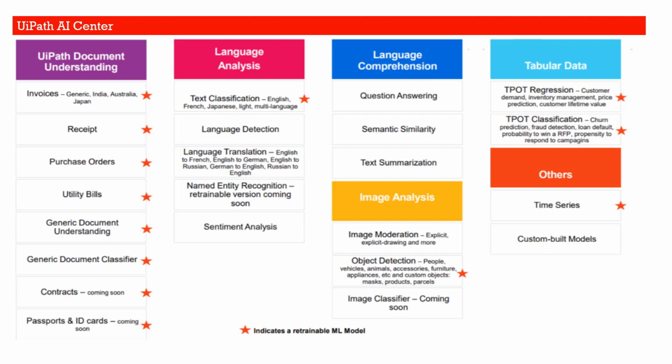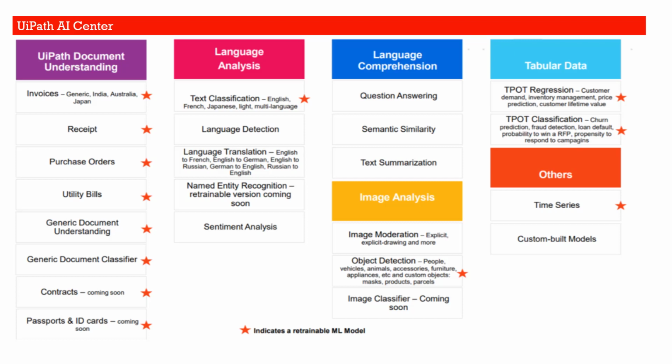So you can see language detection, sentiment analysis, language translation, named entity recognition, question answering, semantic similarity, text summarization. These are out-of-the-box models given by UiPath using open source models. They are not trainable. You won't be able to train them. But text classification, you should be able to train.